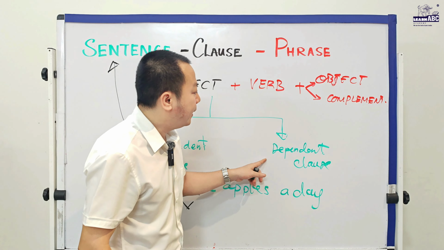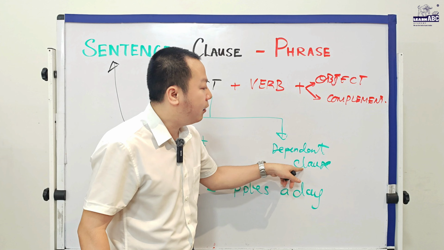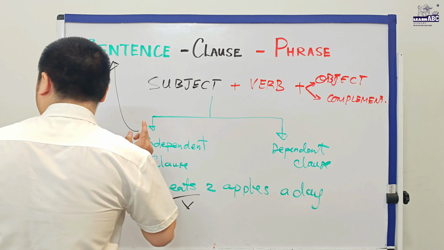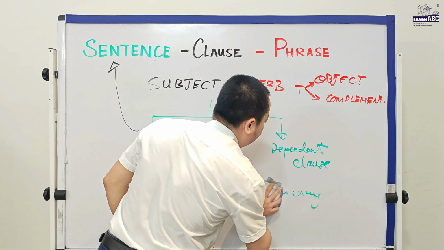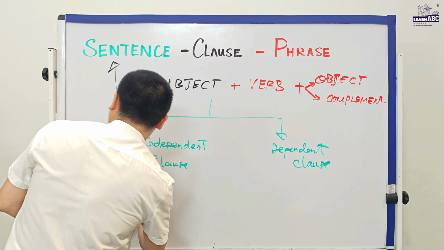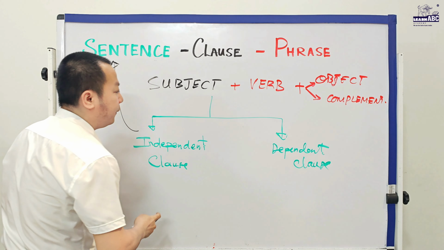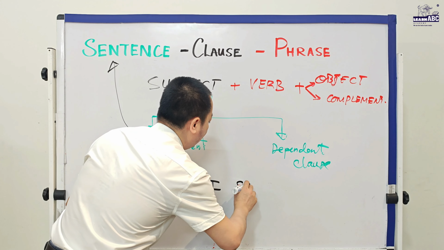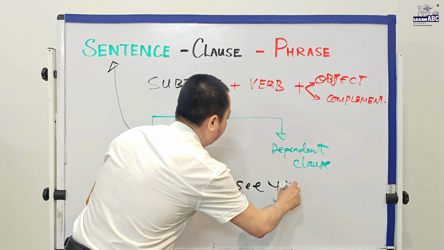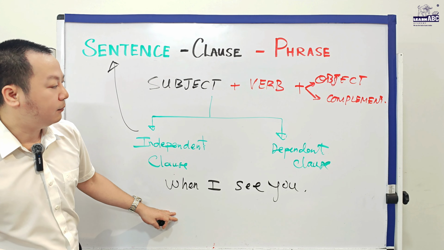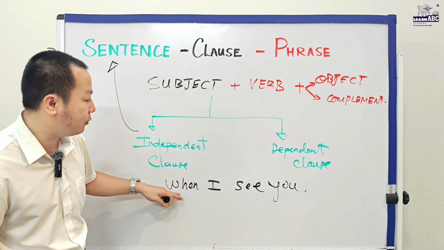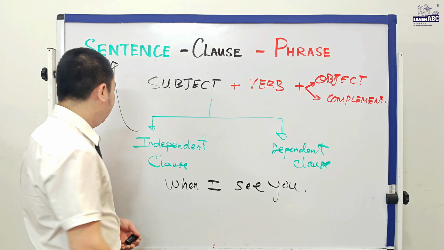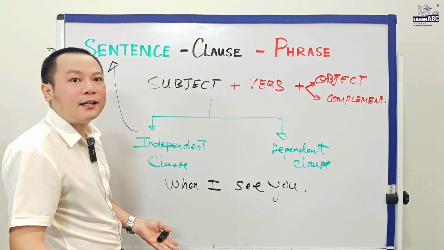And now, what is a dependent clause? A dependent clause means it depends on another clause. If you want to understand it, you have to have another clause. Let me give you another example so you can understand. For example, when I see you. So this is a clause, but it is a dependent clause because when you read this, when I see you, you cannot understand it. When I see you, and then what happened? You need something to understand this.